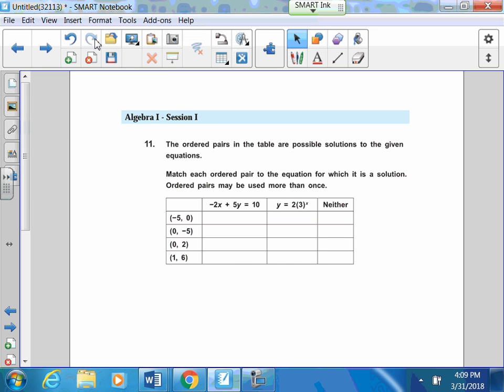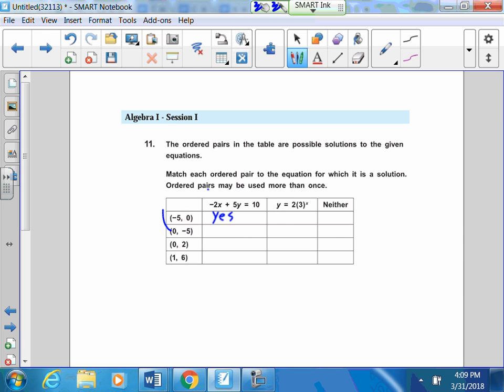All right, so we have to, again, plug in these numbers, figure out if they're solutions or not. So I'm going to plug in -5 in for x here. That's going to give me +10. Plug 0 in for y. That's going to be +0. Does that equal 10? Yes, it does. So this would be yes here.